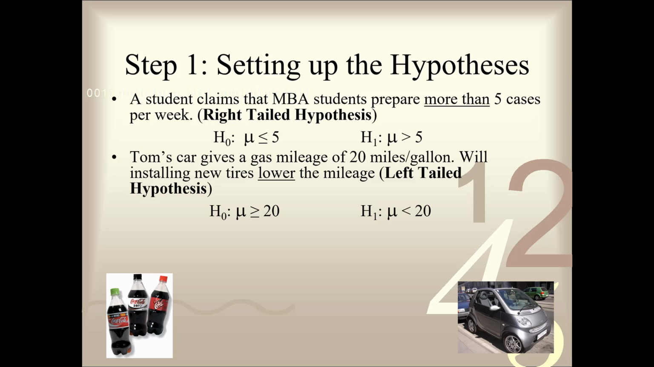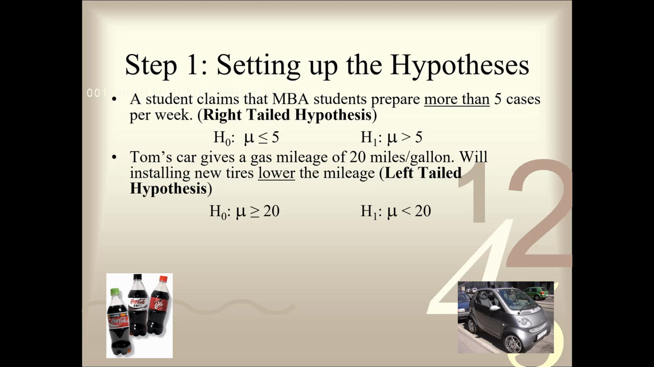Okay, so I'm going to put my claim first. My alternate hypothesis, or H1, is that mu is less than 20. And then it's easy to write the null because it's the complete complement: that mu is greater than or equal to 20. And again, I could put just equal to there. I'll get the same result.